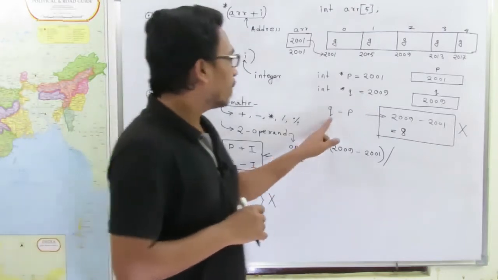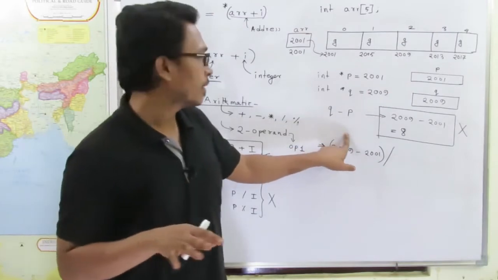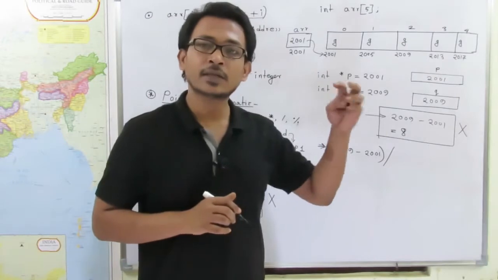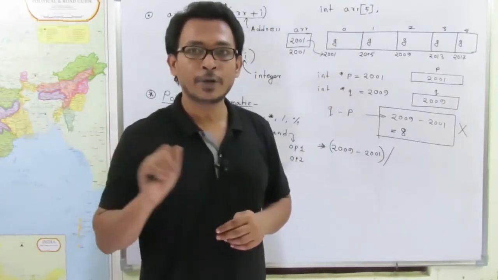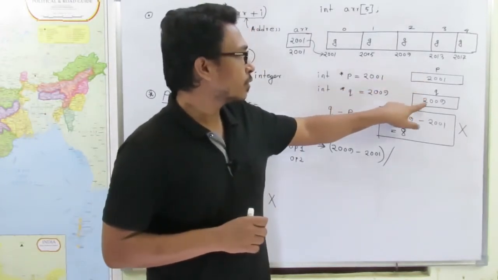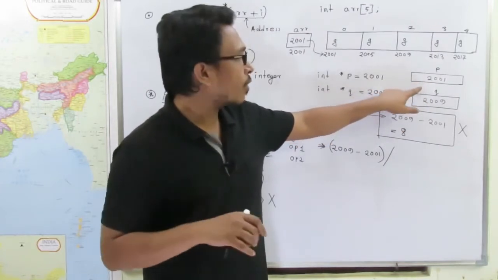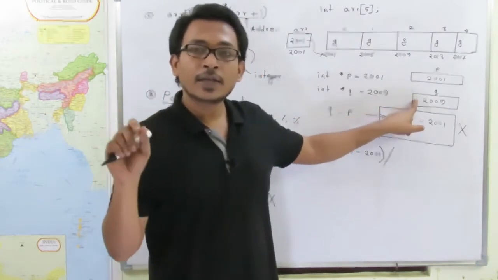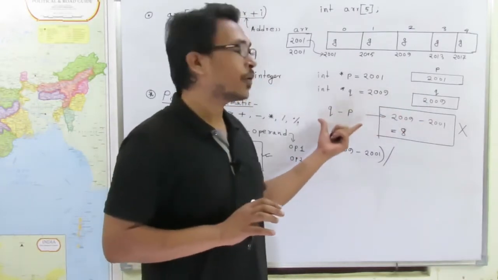Now q and p are of pointer type. That means they are holding addresses of some other memory locations: p holding 2001, q holding 2009. What is the content stored in 2001? What is the content stored in 2009? To perform this pointer arithmetic, we need to know the data type, the size of that data.